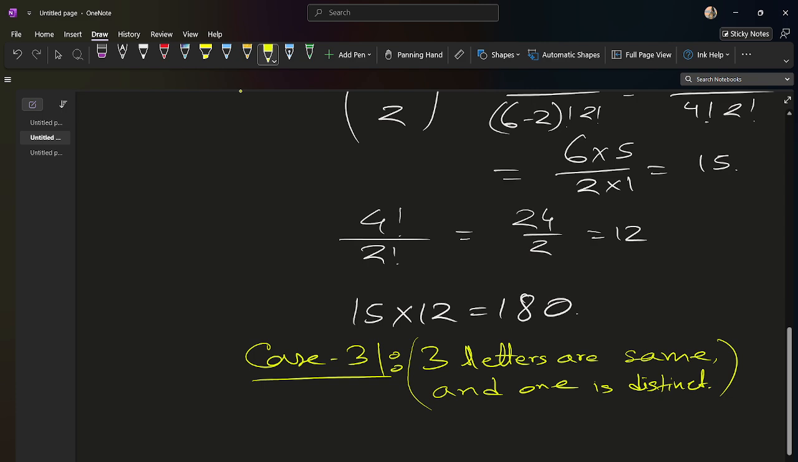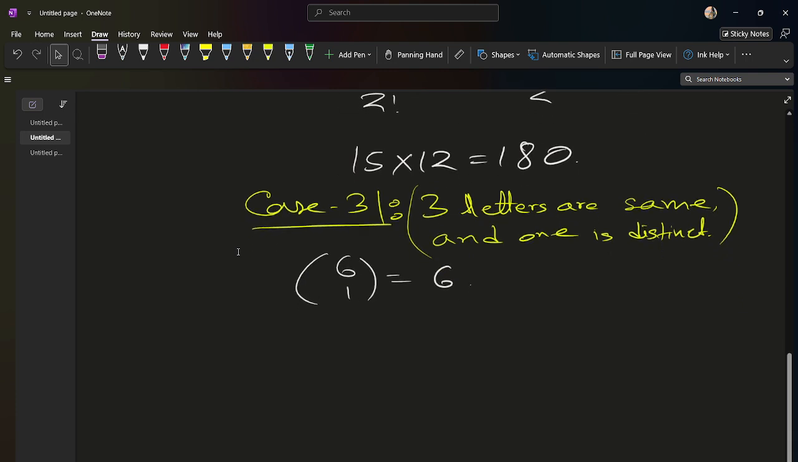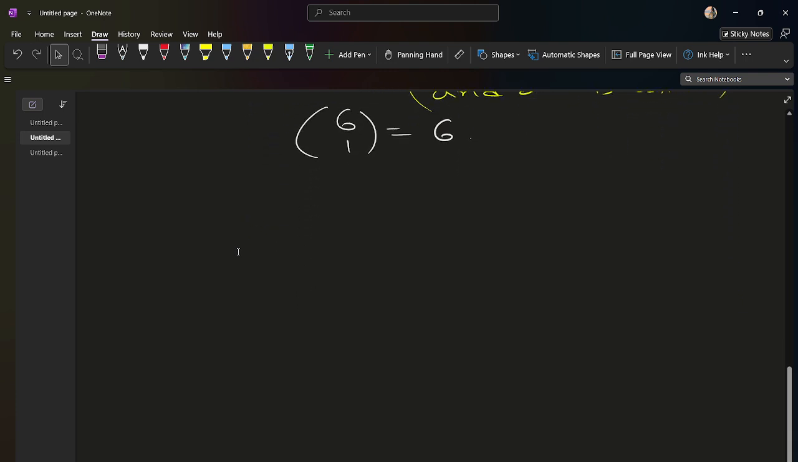So now the letter to repeat 3 times is only O in this case, and one additional distinct letter from the remaining six letters, that will be P, R, M, T, I, and N. So the ways to choose one letter from these six letters will be 6C1, that is equal to 6.